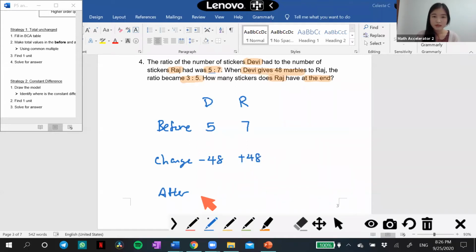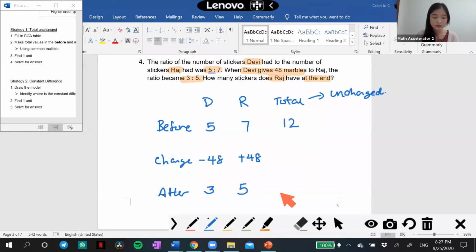What happens at the end? The ratio becomes 3:5. It's given, right? So fill it in. Right, so looking at the change row again. Minus 48 plus 48. Same number, different signs, minus and plus. So that means your total doesn't change. Alright, so add it up. 7 units plus 5 units, their total at first is, okay, good, 12.